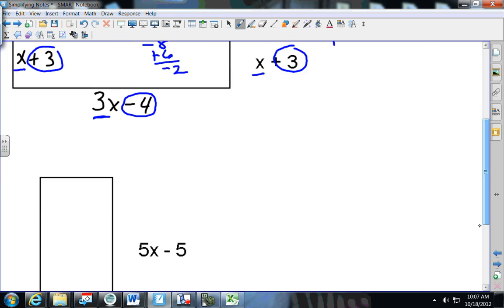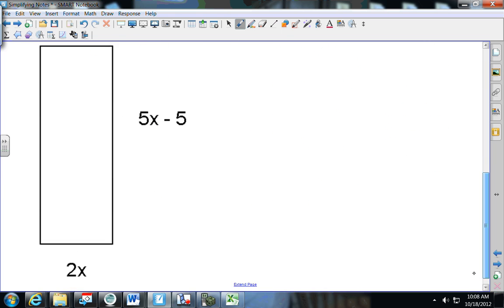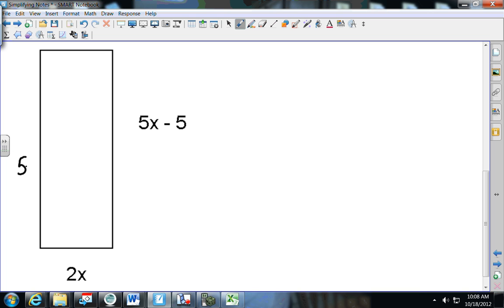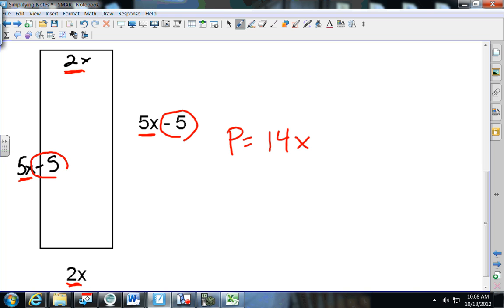Wait, was there another one on there? Yeah. There we go. This one, finding the perimeter. Again, label your sides. 5x minus 5 and 2x. Add up all your x's. 2 and 4 and 5 and 5. That gives me 14x. Then I have negative 5 and negative 5, which is negative 10. That's my perimeter.